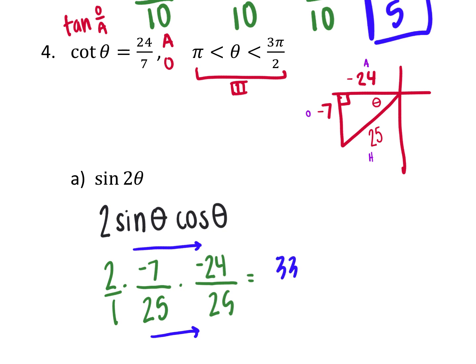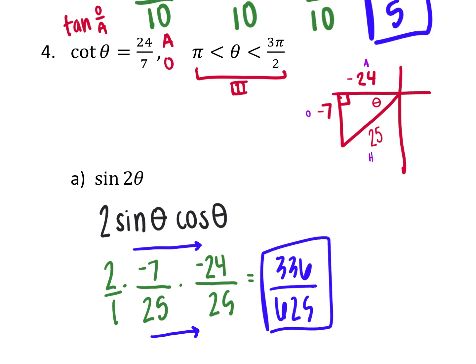We get 336 over 25 times 25 gives us 625. I'm not sure if that simplifies down. It doesn't. So that is our happy answer.